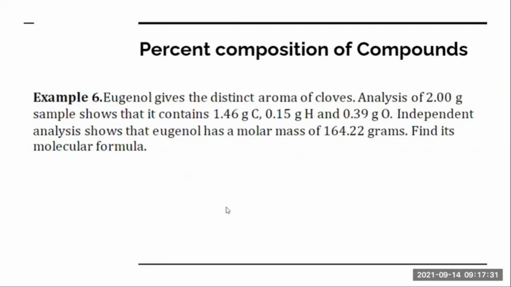Example number 6. Eugenol gives the distinct aroma of cloves. So analysis of a 2-gram sample shows that it contains 1.46 grams carbon, 0.15 grams hydrogen, and 0.39 grams oxygen. Independent analysis shows that eugenol has a molar mass of 164.22 grams per mole. Find its molecular formula.